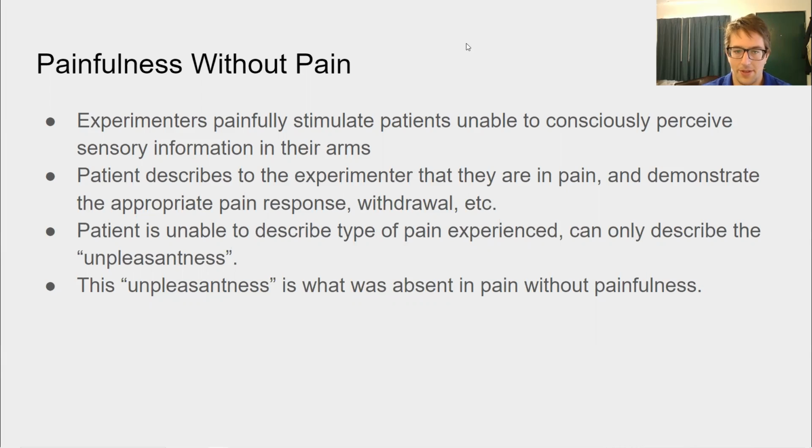And they're able to demonstrate the appropriate response, such as withdrawal, but they're not able to even tell you if it's something sharp, if it's something hot, if it's anything. They can't say what type of pain it is. They can only describe the unpleasantness. And this unpleasantness is what was totally absent in the previous case with pain without painfulness.